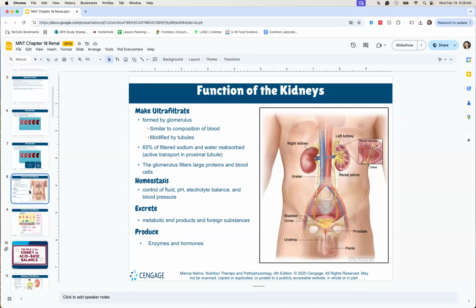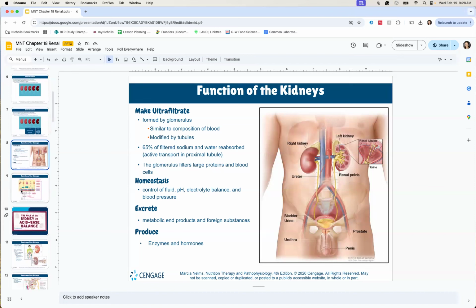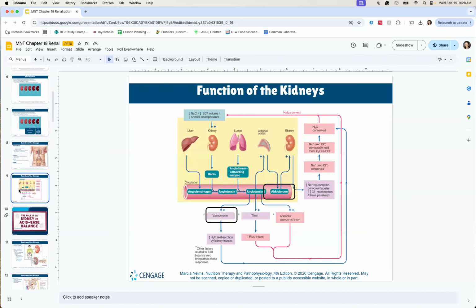On top of that, our kidneys help to produce certain enzymes and hormones. They work with the renin-angiotensin-aldosterone system, which you see here. Some important things to remember is that with the RAS system, the liver, the kidney, lungs, adrenal cortex, all of these are working together to maintain normal fluid and electrolyte status. Now, I've highlighted a few important terms or hormones that you might remember.